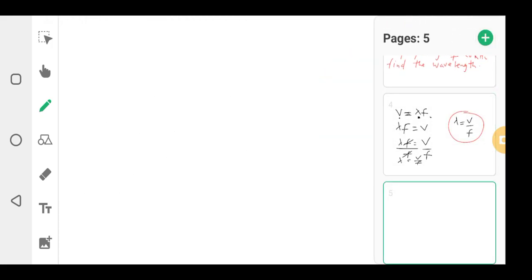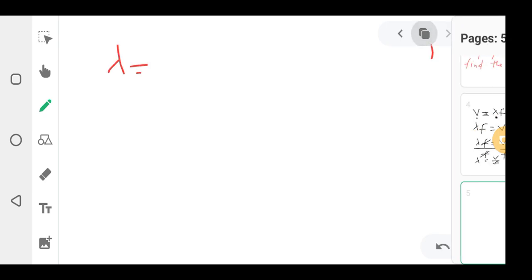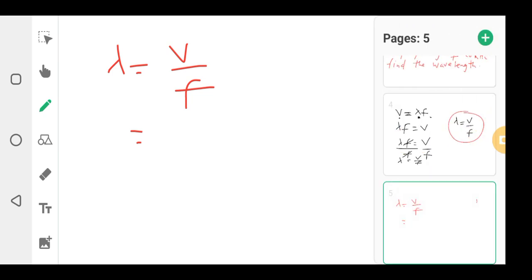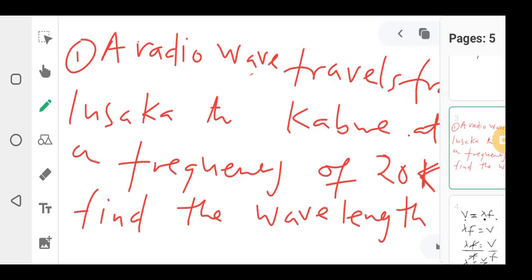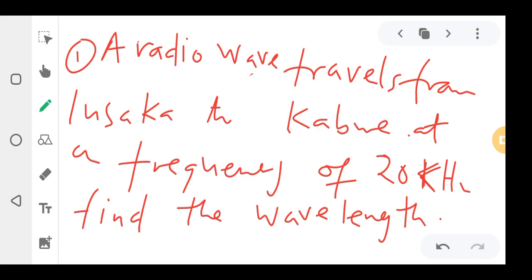So wavelength is equal to velocity over frequency. I come to the question. The first thing I ask is, what type of wave was asked? Did they give me the velocity, which is the speed? They didn't give me. They only gave me the frequency. But I look at the wave. What type of wave is it?